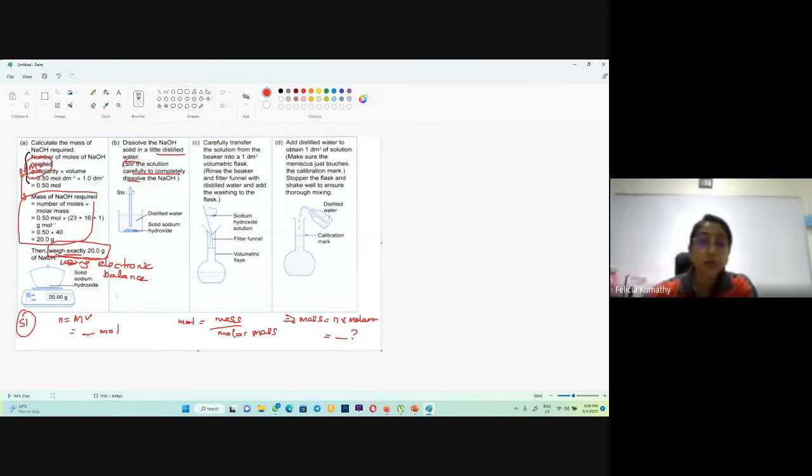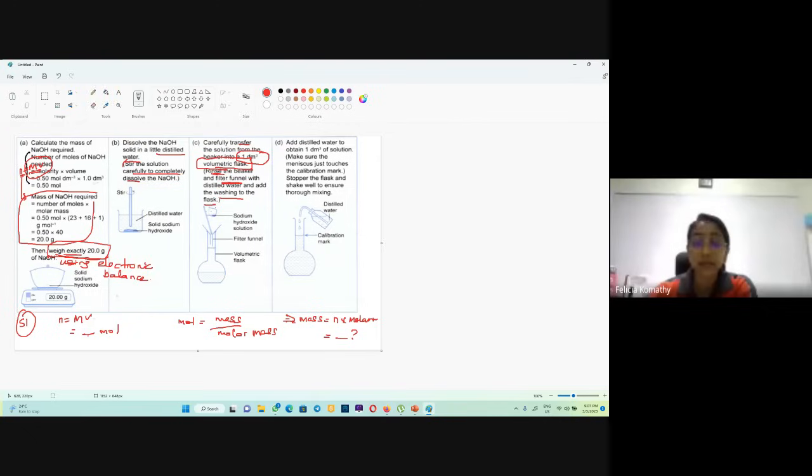Okay, then you transfer. For your transfer, you will use a volumetric flask. Make sure you mention the volume of the solution you want to prepare. If, let's say, you are required to prepare 250 ml of sodium hydroxide, then I have to use a 250 cm cube volumetric flask. So you have to mention the volume of the volumetric flask in your procedure. Carefully transfer the solution into the respective volumetric flask, and then you will rinse and fill by using the filter funnel.